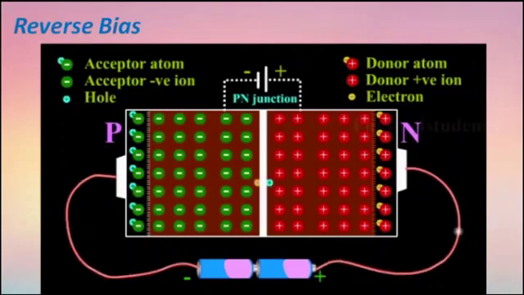This current is called the reverse saturation current. It is denoted by the letter IS. The reverse saturation current is always independent of the applied voltage. It depends only on the thermally generated minority charge carriers. Even a small applied voltage is sufficient to move the minority charge carriers across the junction.